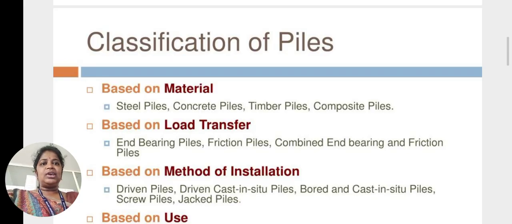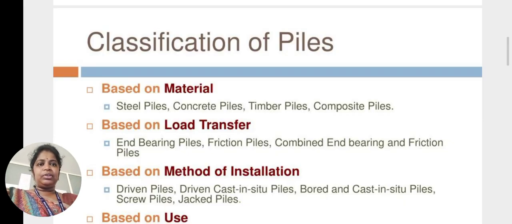Name itself indicates: the piles that are made with steel are called steel piles, the piles that are made with concrete are called concrete piles, and the piles that are made with timber are called timber piles. And a combination of any two materials, like the top portion is filled with steel and the bottom portion with concrete, or the top portion is manufactured with concrete and the bottom is with steel, timber and steel, any two materials combined to prepare piles, then they are called composite piles. So based on material, piles are categorized into steel piles, concrete piles, timber piles and composite piles.